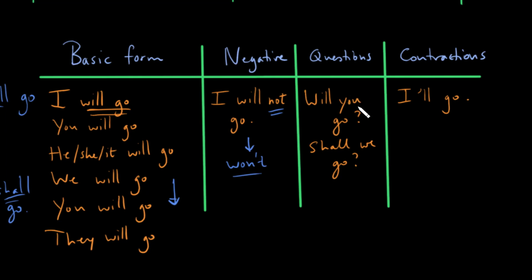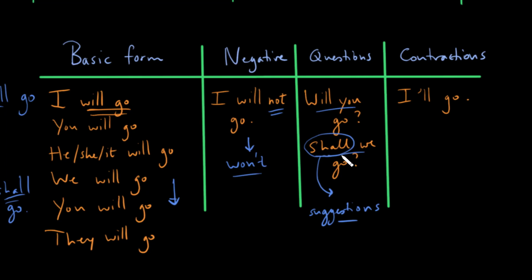Then we have questions, and with will and shall, we simply change the word order. So will you go instead of you will go, and shall we go? And shall here again is used occasionally, but primarily to make suggestions. So for instance, if you say, shall we go to the park? And it's kind of like saying, let's go to the park, right? It's to make a suggestion.